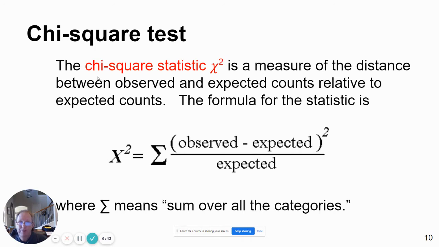The chi-squared statistic is a measure of the distance between the observed and the expected counts relative to the expected counts. And this formula right here is on your AP formula sheet, so you don't have to memorize it. Sometimes you'll see it written as (O minus E) squared, all divided by E. And the summation symbol means that we're going to sum over all of the categories.